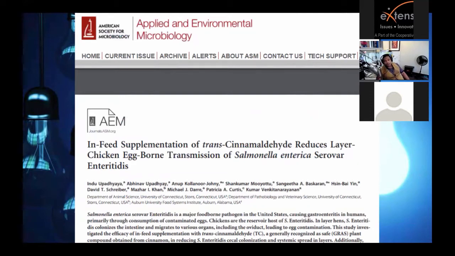So what we did was we collected eggs from all these layers, and then we analyzed them for Salmonella. And interestingly, we found a significant reduction in the transfer of Salmonella through eggs by supplementing transcinnamaldehyde through feed. That was an eye-opener. So with these four studies focusing right on Salmonella with cinnamaldehyde and eugenol, we were kind of strong and stressful. There was an indication that these molecules were really effective, although at a little high concentration. Now, move to the next slide, please.